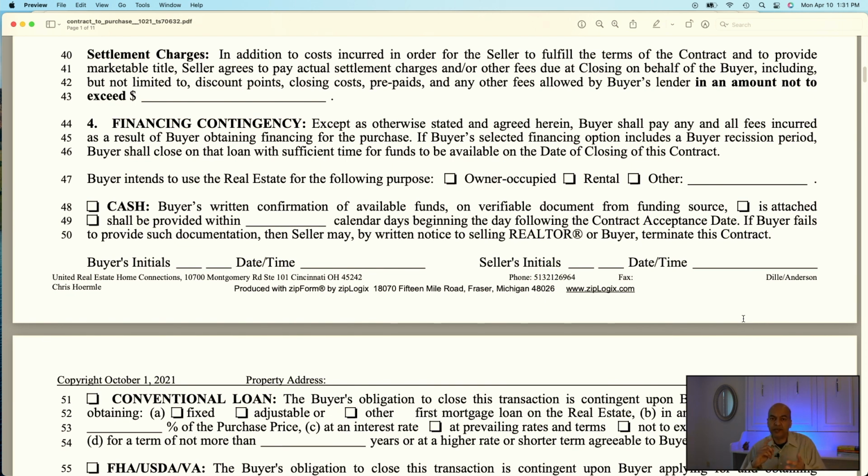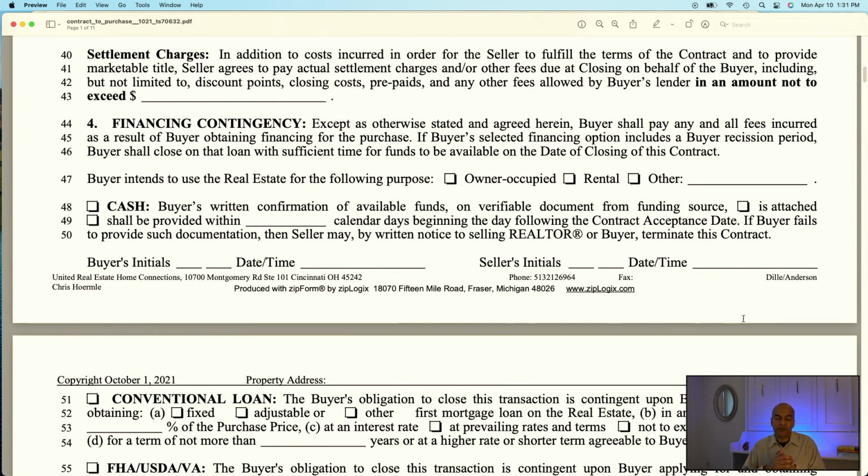Section 4 over here is the financing contingency. Basically, if you are taking out a mortgage or some sort of loan in order to purchase this property, you want to make sure that these are checked properly, so that if your funding, your loan or whatever, does get pulled for whatever reason, you're not still on the hook to purchase this property.